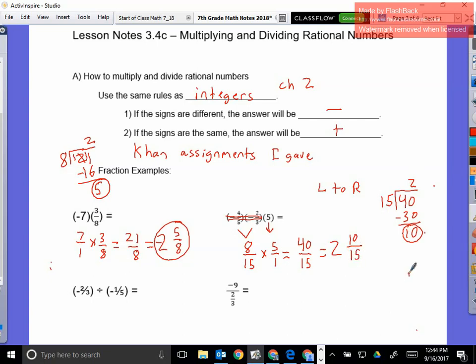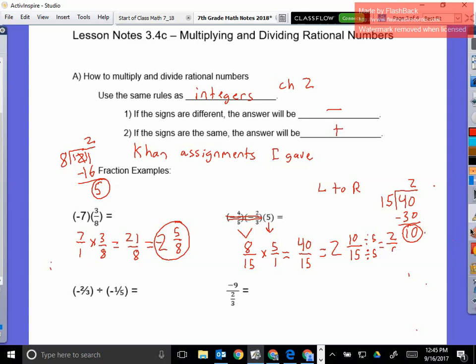All right, and look at this, guys. We still have one more step to do. Do you think we can simplify this fraction here? If you answered yes to that question, then you are absolutely right. We can simplify this, so we are going to simplify this fraction down. We can divide both 10 and 15 by 5. So if I do that, 10 divided by 5 is 2. 15 divided by 5 is 3.